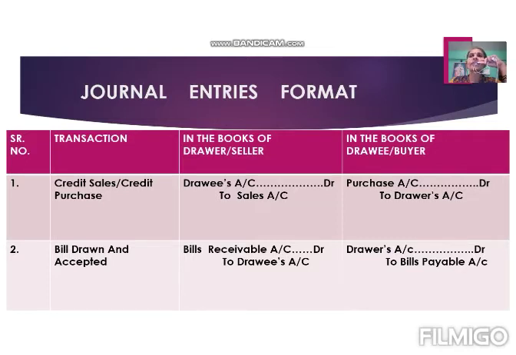After that, the next transaction between the drawer and drawee is that of bill drawn and accepted. Means the drawer prepares the bill, the drawee accepts the bill and returns it to the drawer. For this, the entry is bills receivable account debit to drawee's account in the books of the drawer, and in the books of the drawee, drawer's account debit to bills payable account.